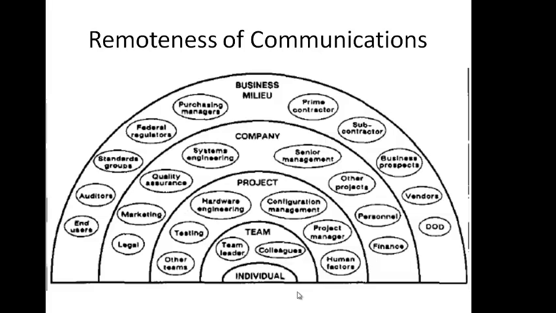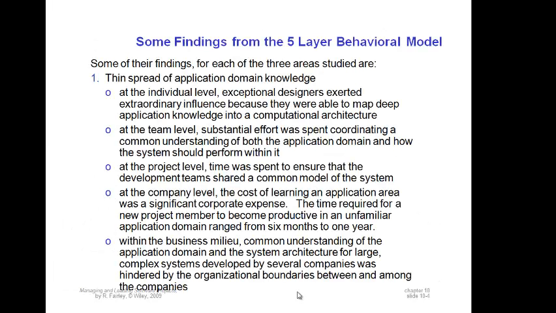And what they did is they studied 17 large projects across the 5 behavioral levels. And the 3 areas that they looked at, the problems, were: 1 was the thin spread of application domain knowledge, 2 was fluctuating and conflicting requirements, and the 3rd was communication and coordination breakdowns. And so here we are on the first one, on the thin spread of application knowledge, and you can go through it yourself.